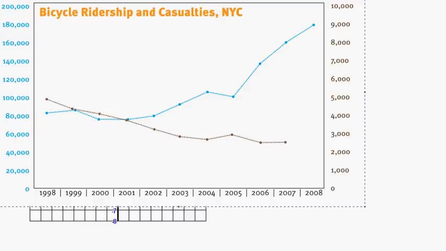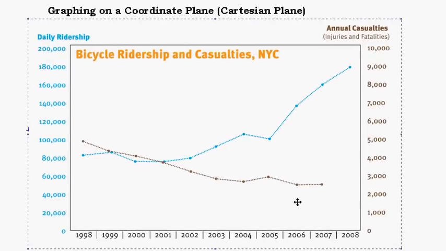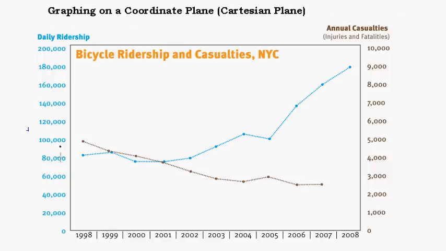This is an interesting graph I found. Now this graph's a little bit different than our graph, but it's got the same idea. This is like your x-axis down here. And then this is your y-axis. The x-axis is telling us the years, and the y-axis, there's two different y-axes here. We've got a blue y-axis, which is telling us the daily ridership of bicycle riders in New York City, and then the brown one is a different y-axis over here, is telling us the casualties.